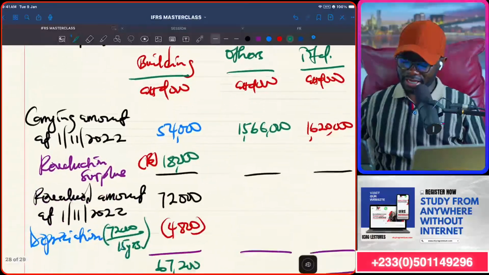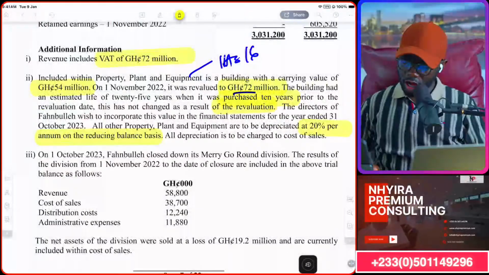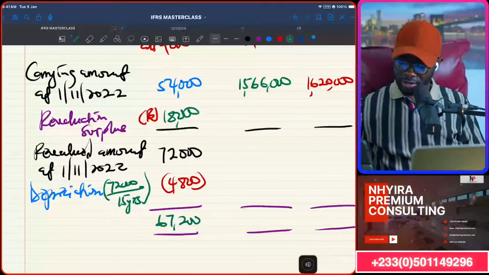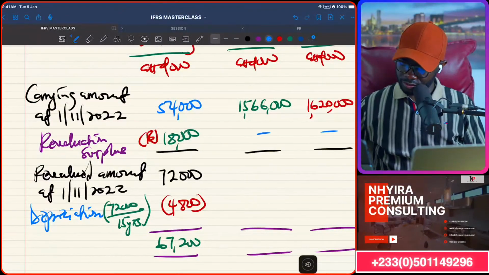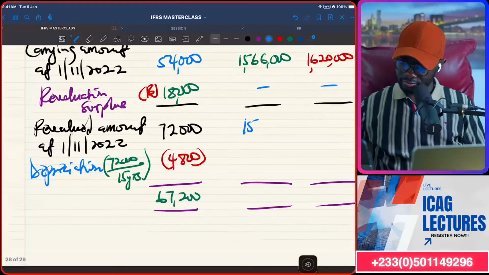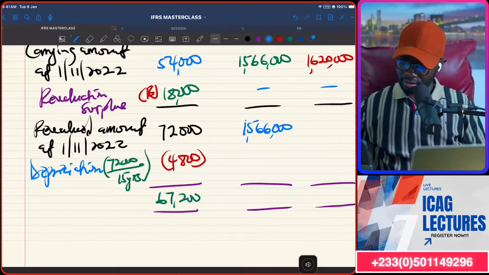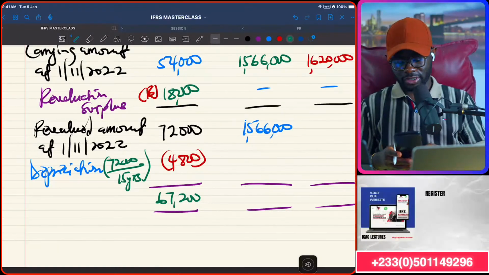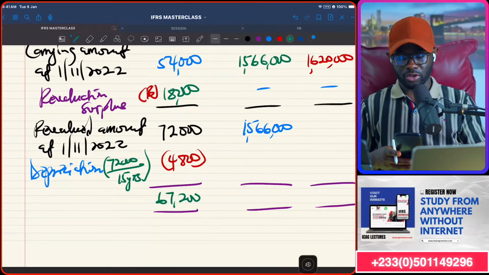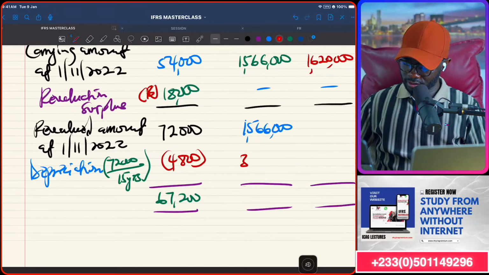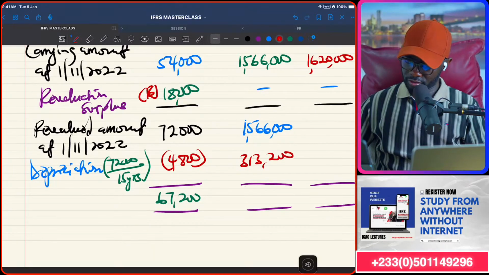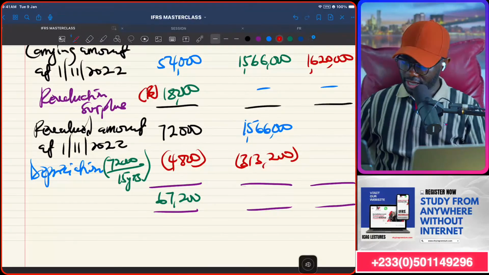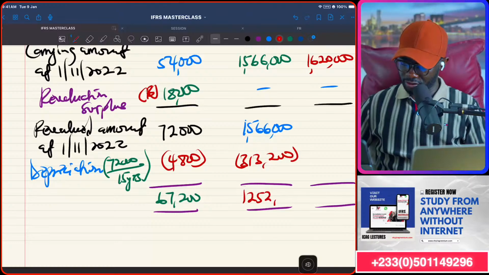Then we go to the others, because they said all other property, plant, and equipment are depreciated at 20%, reducing balance. So they were not revalued. So we'll still have the 1,566,000. So the depreciation will be 20% on that figure. So 1,566,123 times 0.2. And that is 313,200. So we subtract that, and that is 1,252,800.